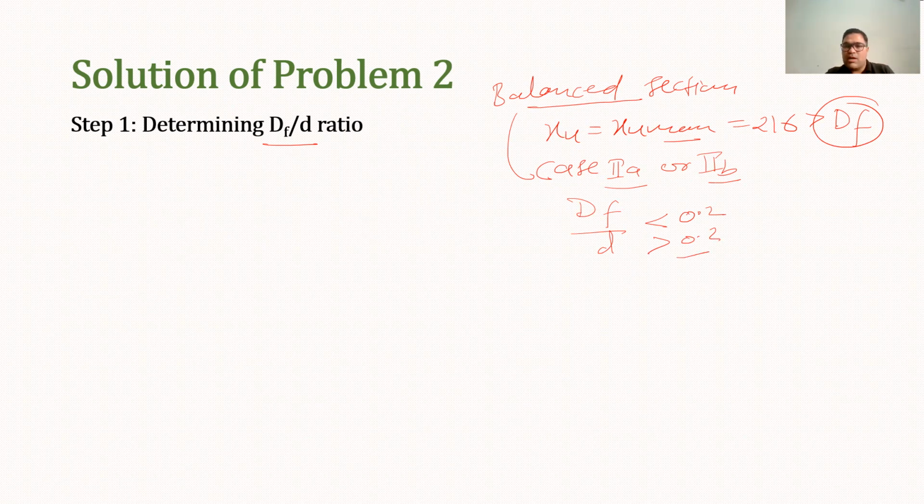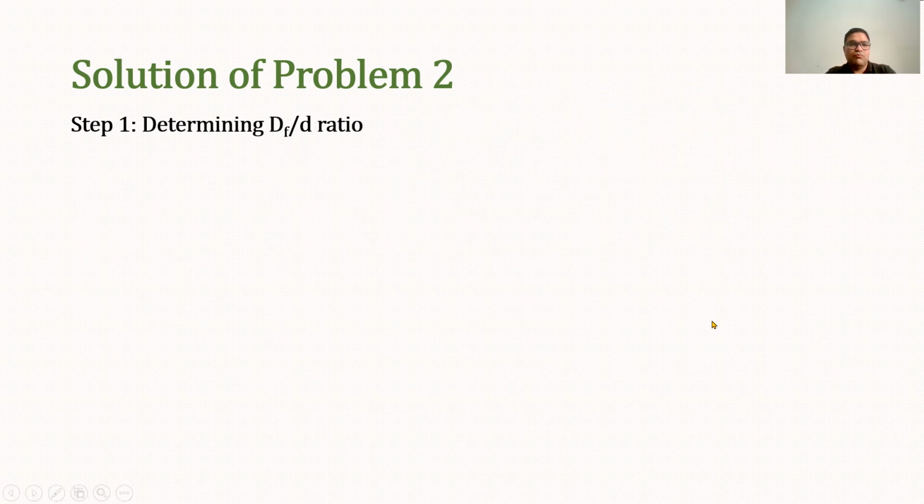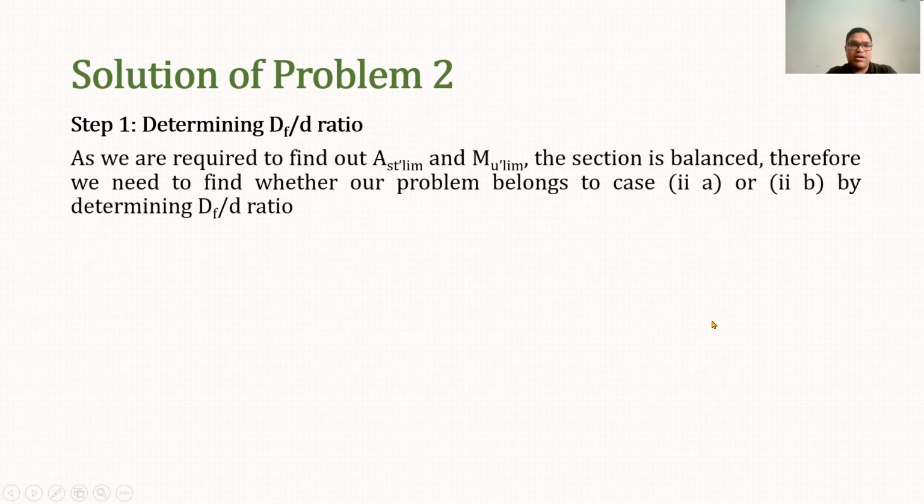Because as we were following step 1 in the previous case, we needed to find out the XU value, and we had to assume that XU is lying in the flange. All these things are not required in the second problem, because it is already mentioned that our section will be balanced and XU is greater than DF. So we will directly find out the DF by D ratio.